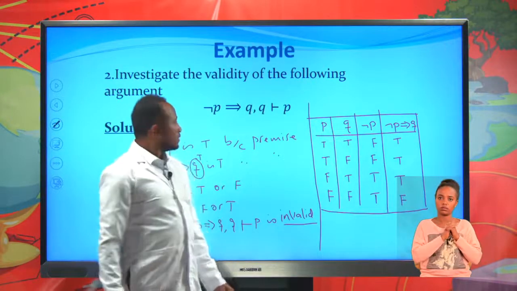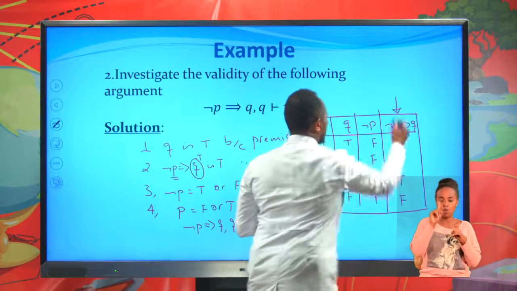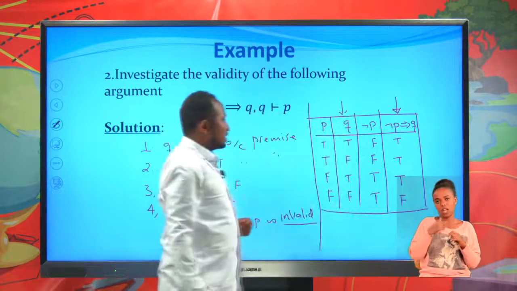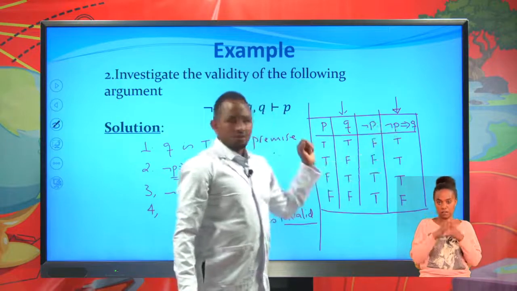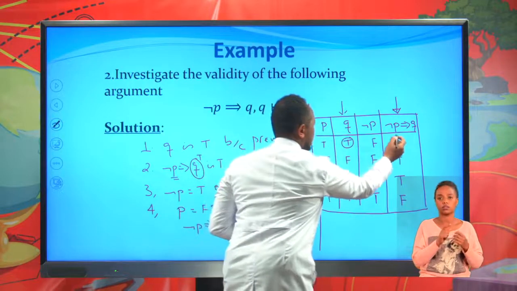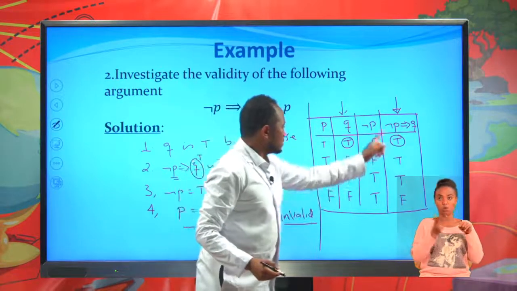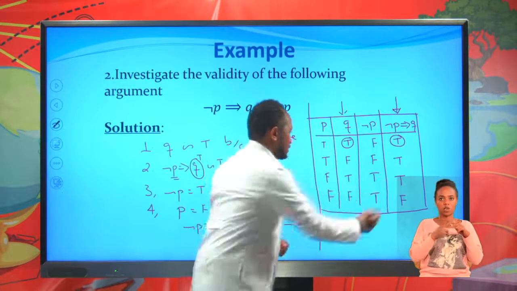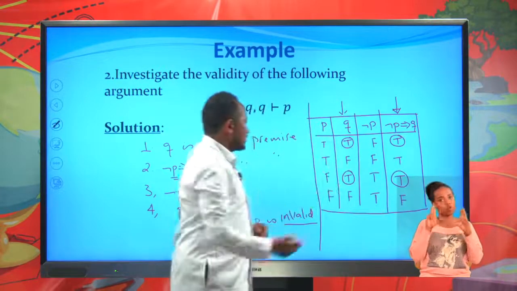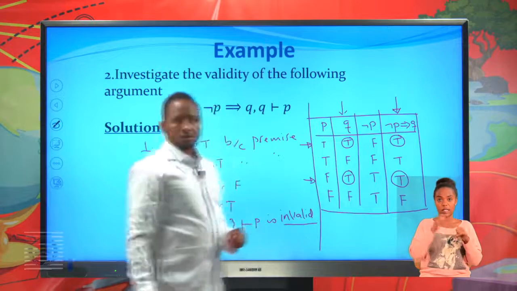Okay. Now, what are our premises? Negation of P implies Q. We have one premise here. And the other one is this Q. We have another premise. So, let's check the values where both the premises are true. Both are true on the first row. On the second row, both are not true. On the third row, both are true here. On the other, there is no. So, we check the first and the third row.